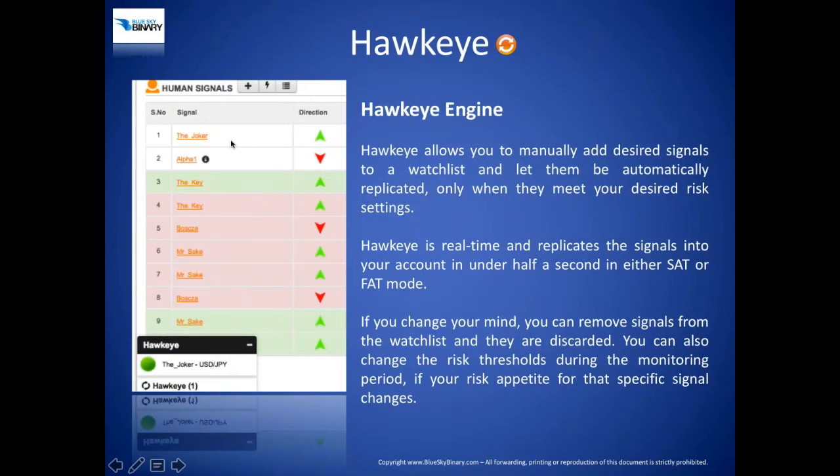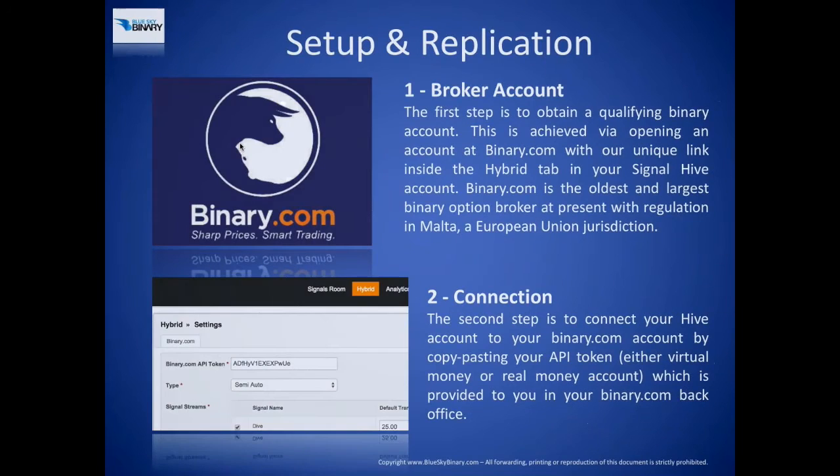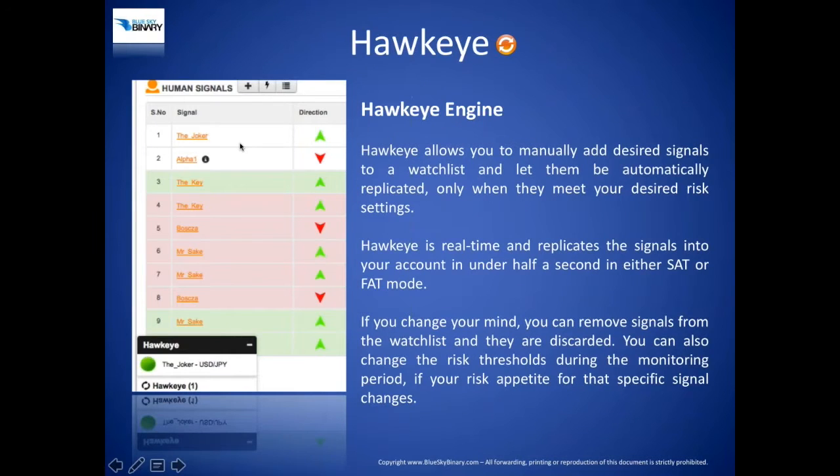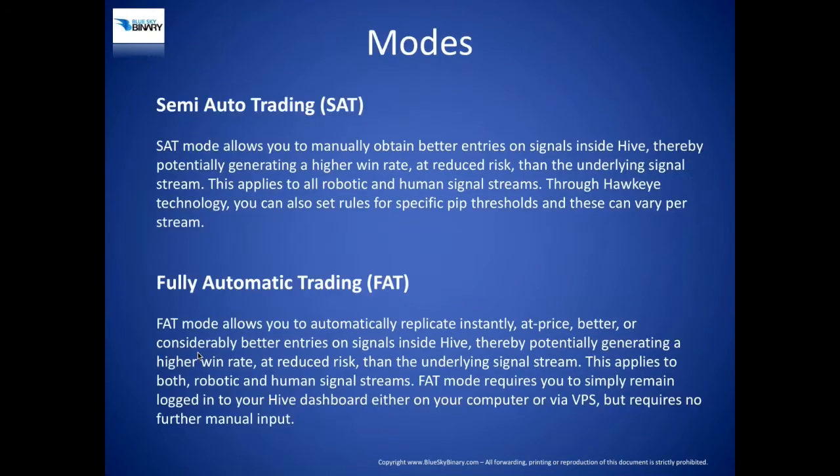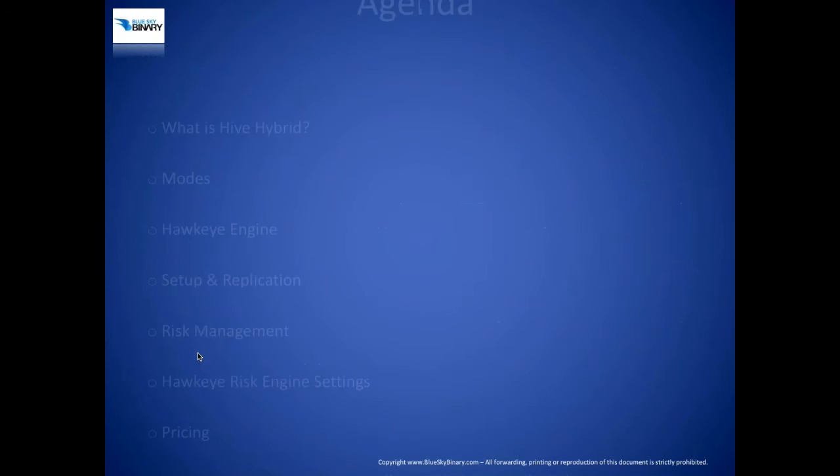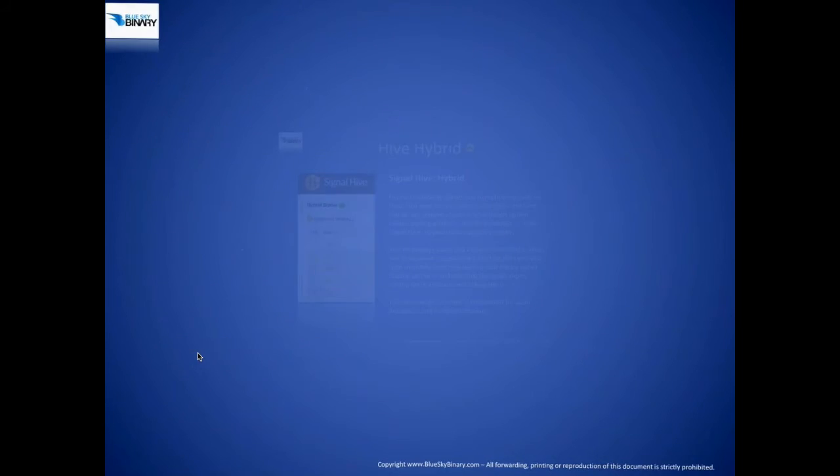You click on that, all right, and you will basically be greeted with a trade window, and there you can immediately replicate the signal into your binary account. Or you can actually add it to a watch list, all right, and set your risk settings, and then it will simply monitor the price, and if it meets your risk settings, then it will take the signal. Now, these used to be purely pip-based. They are no longer purely pip-based. We've added more algorithms and parameters that look at market movement and other items as well. Okay.